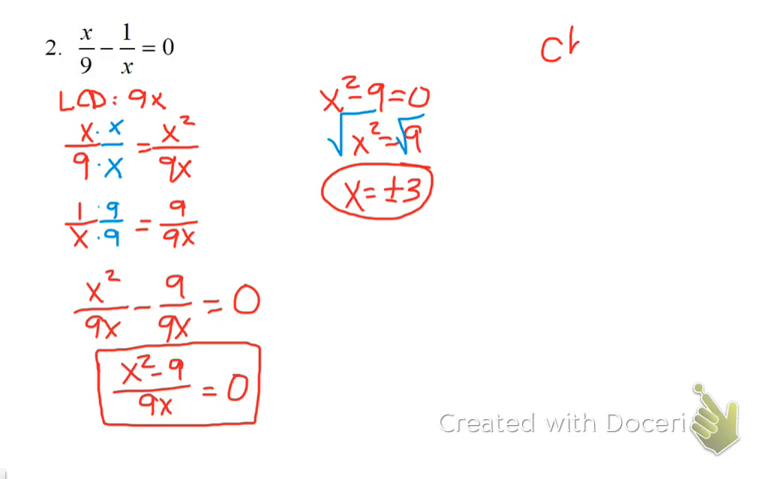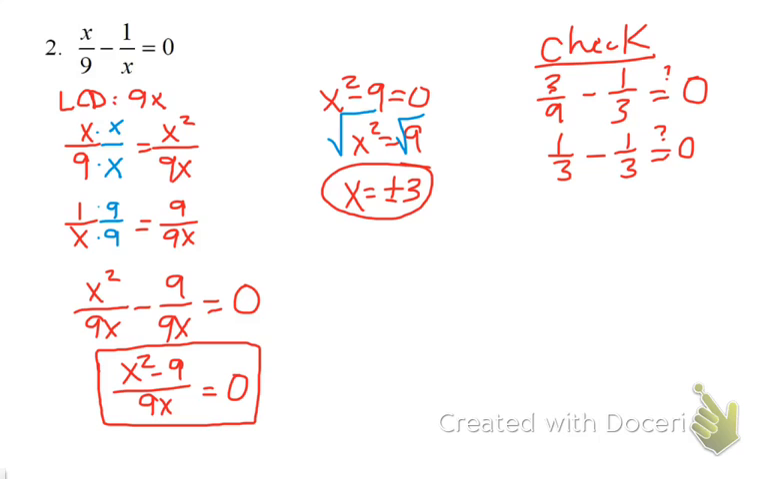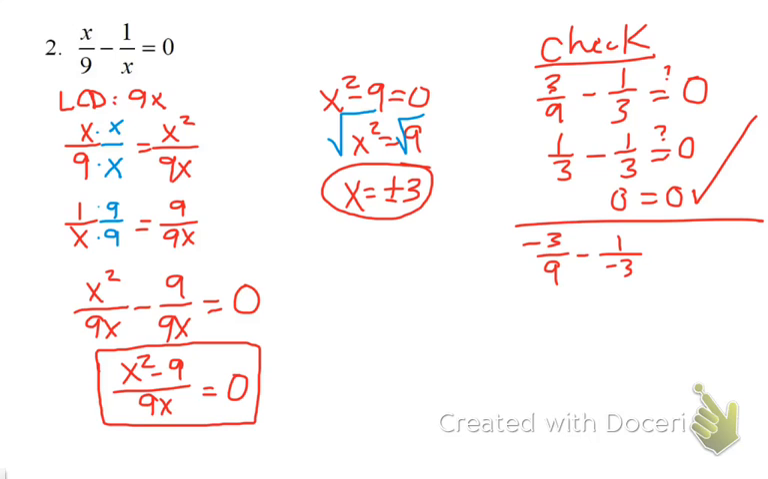We've got to check them both. So when we go back to plug in to check our solutions, we've got to check them both. So let's check 3. So 3 over 9 minus 1 over 3. Is this equal to 0? 3 over 9 is 1/3. 1/3 minus 1/3, that is definitely going to equal 0. So good. So 3 is definitely a solution. Let's check negative 3. So negative 3 over 9 minus 1 over negative 3 equal to 0. Negative 3 over 9 is negative 1/3. The minus the negative here actually turns into plus a positive, so this is plus 1/3, and negative 1/3 plus 1/3, 0 equals 0. Good. So both 3 and negative 3 are solutions.